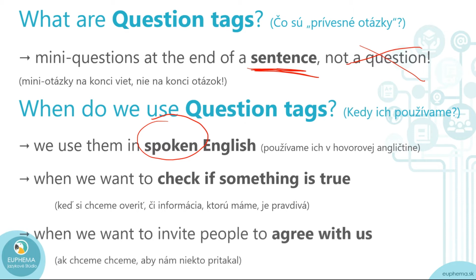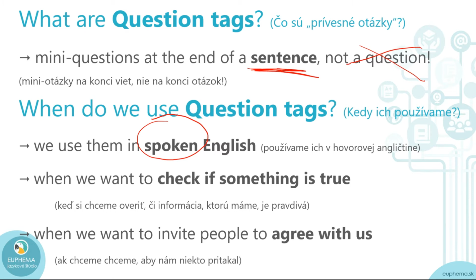And second, when we want to invite people to agree with us. So imagine again that beautiful moon in the sky, you're looking at it, and your partner is standing next to you, and you want him to agree with you. You say, "oh, the moon is so beautiful, isn't it?" Question tag, isn't it? And you expect your partner to agree with you. So he would say, "yes, it's beautiful." Okay, so this is how and why we use those question tags.